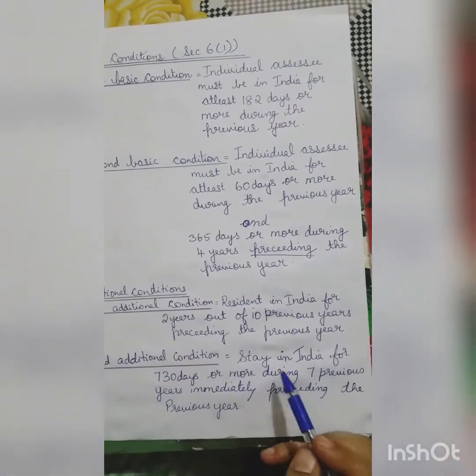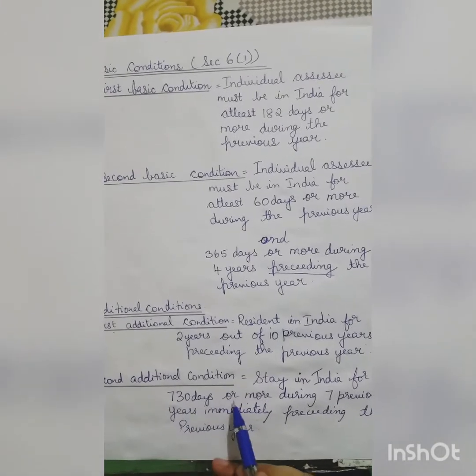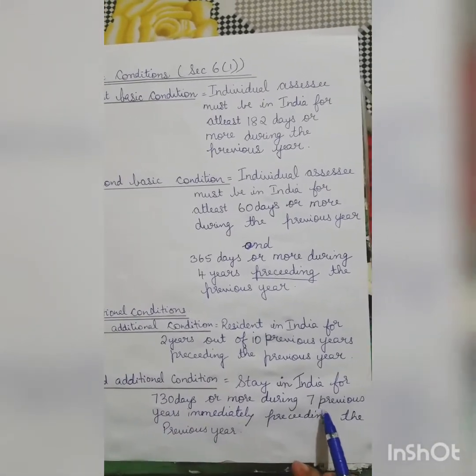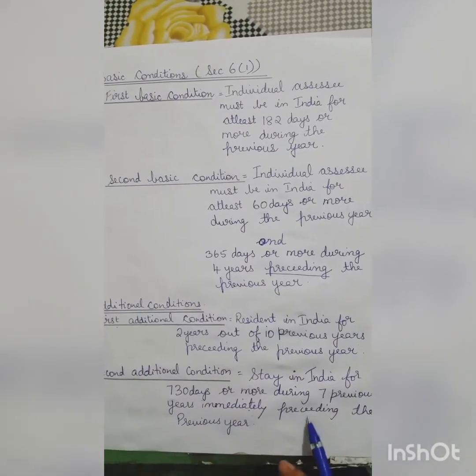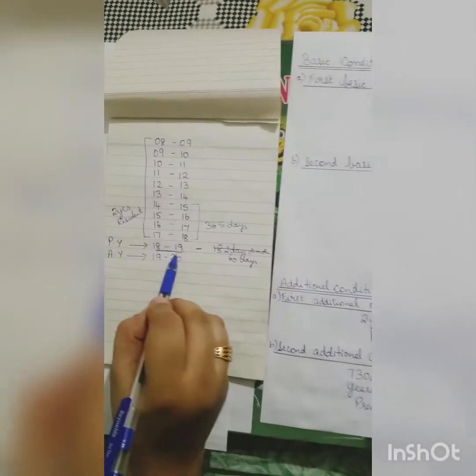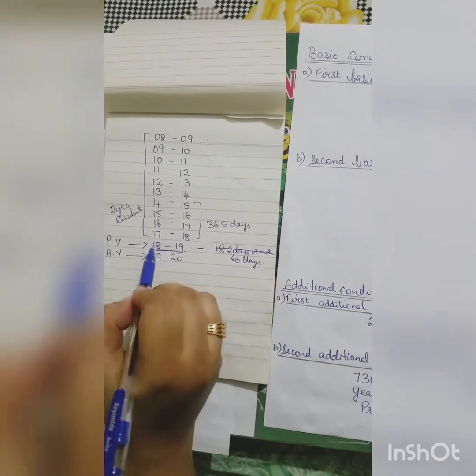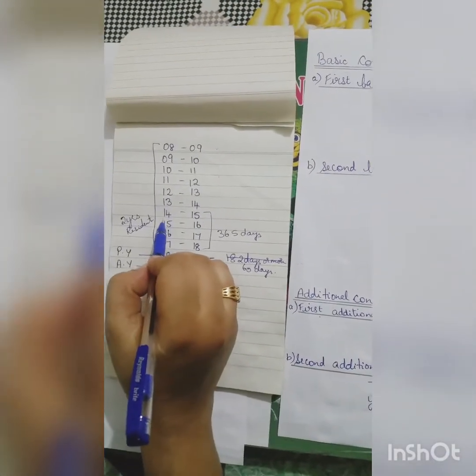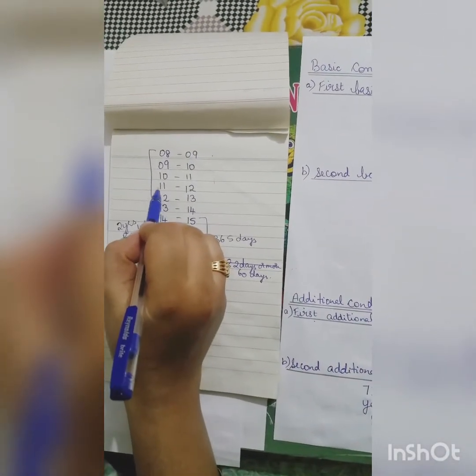And the second additional condition states that he should stay in India for 730 days or more during the 7 previous years immediately preceding the previous year. Preceding the previous year means our previous year is 18-19. So leave this year and take 7 years above this: 1, 2, 3, 4, 5, 6, 7.